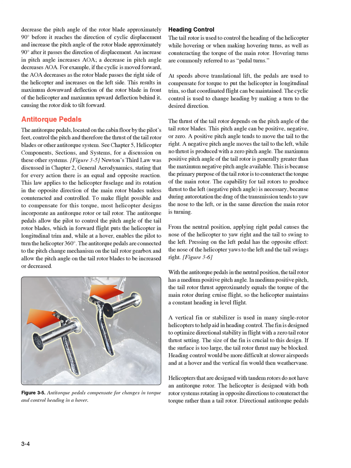The thrust of the tail rotor depends on the pitch angle of the tail rotor blades. This pitch angle can be positive, negative, or zero. A positive pitch angle tends to move the tail to the right. A negative pitch angle moves the tail to the left, while no thrust is produced with a zero pitch angle. The maximum positive pitch angle of the tail rotor is generally greater than the maximum negative pitch angle available. This is because the primary purpose of the tail rotor is to counteract the torque of the main rotor.